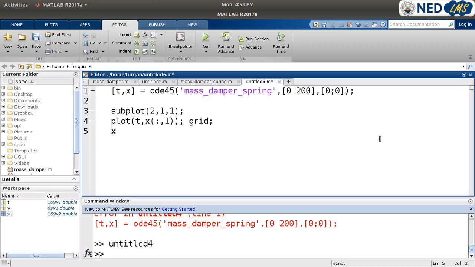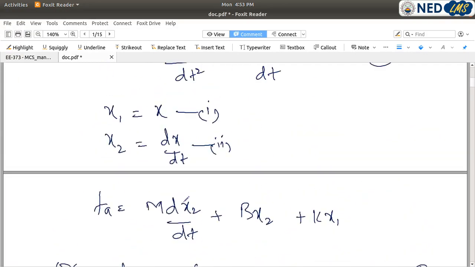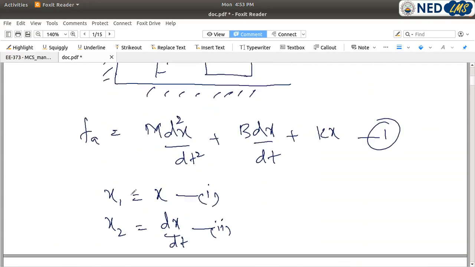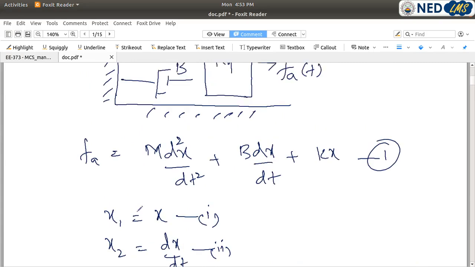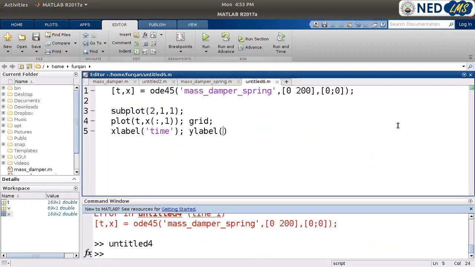xlabel: the x-axis in our case is time, and ylabel, since we are plotting x1, and in our assumption we have considered x1 to be x, which is the displacement of this mass. So I am writing here ylabel as displacement.